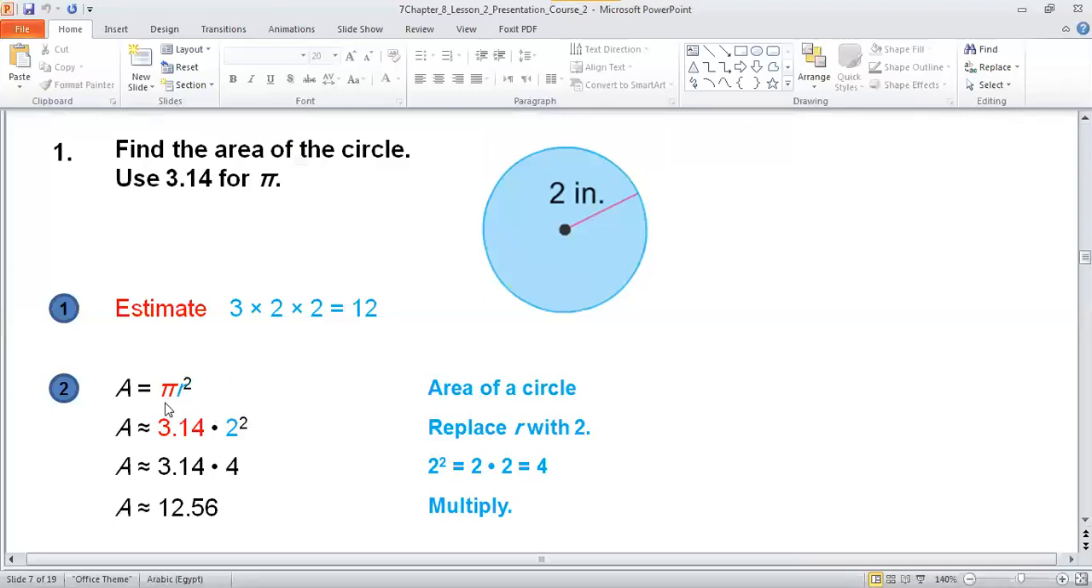So again, I will replace pi by 3.14, and I will replace r by 2. So this is equal to 3.14 times 4, right? 3.14 times 4 is equal to 12.56. If I multiply 3.14 by 2 power 2, meaning 2 squared, it will be 3.14 times 4. This is the result of the multiplication. If you need to approximate it, it will be equal to 12.6.